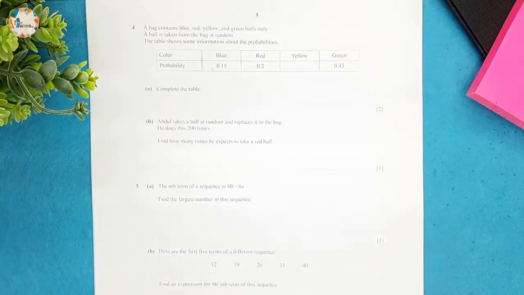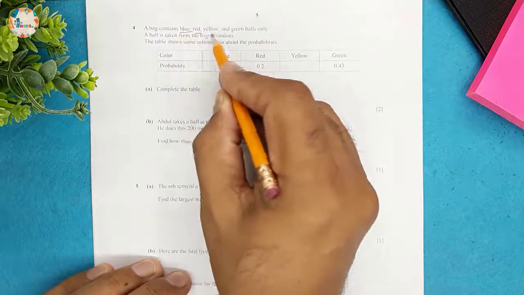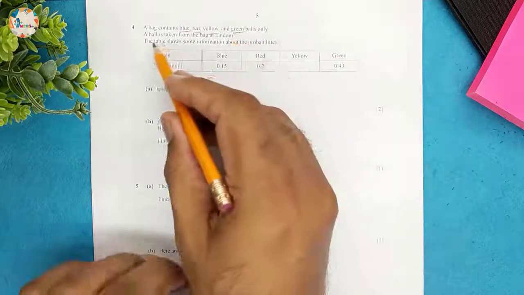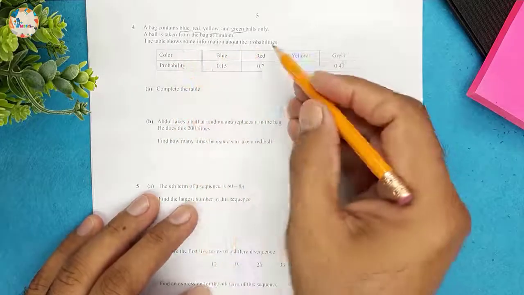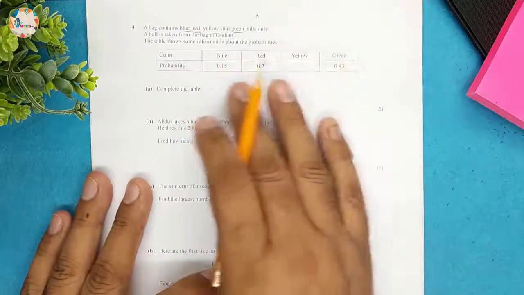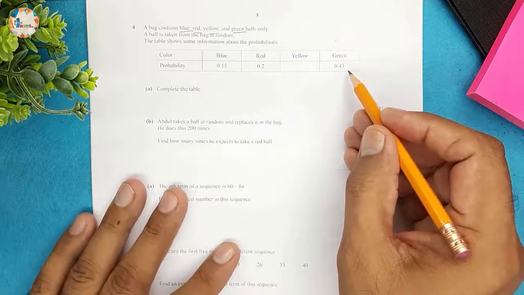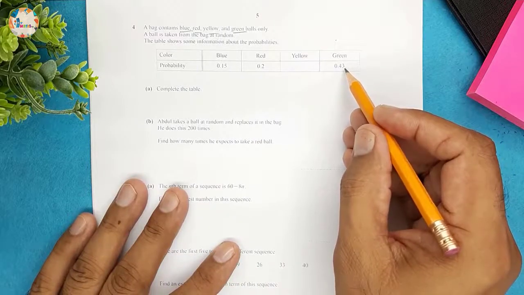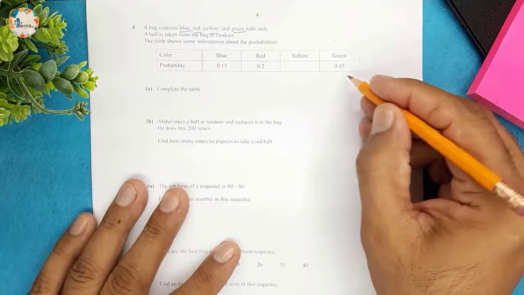Then question number 4. A bag contains blue, red, yellow and green balls only. A ball is taken from the bag at random. The table shows some information about the probabilities. As we know, the sum of the probabilities is 1, so we can add them and subtract from 1.